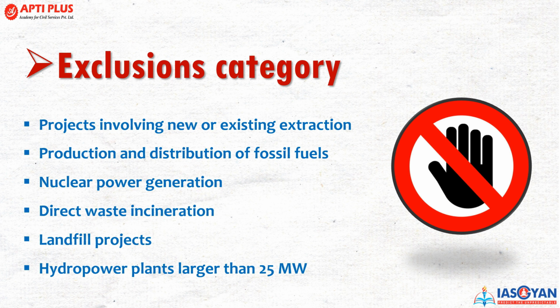Now, the sectors that are excluded from the category of green finance. The first is projects involving new or extraction activities, where extraction activities happen; this will be completely prohibited. Production and distribution of fossil fuel is not allowed. The investment on green finance does not include this. Nuclear power generation might be a confusion for aspirants, but this is categorically not allowed. Direct waste incineration, landfill projects, and hydropower plants larger than 25 megawatt are not allowed. So these are some of the parts that have been excluded from green finance.